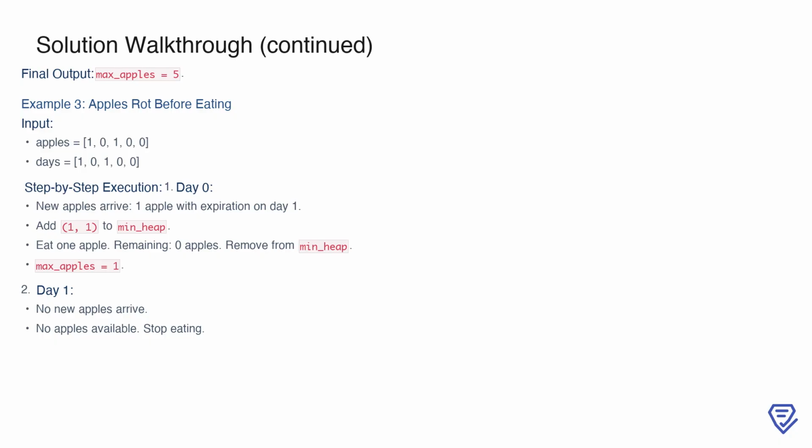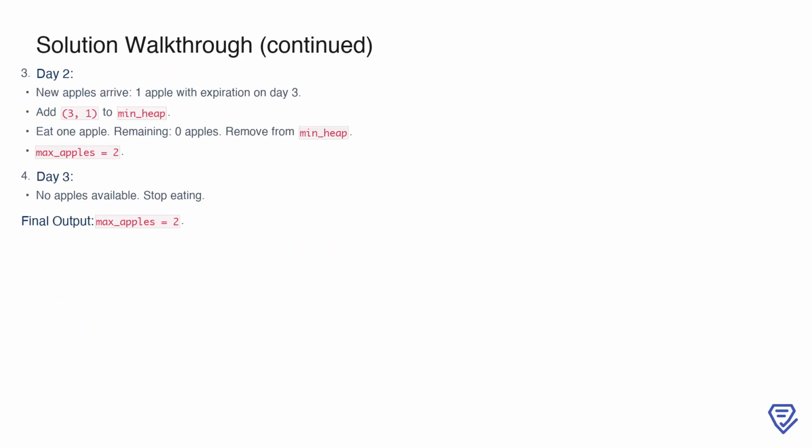On day 1, no apples arrive, and since none are available, no eating occurs. On day 2, 1 new apple arrives with an expiration of day 3. This is added to the heap as (3, 1). After eating, no apples remain in the heap, which becomes empty again. The total apples eaten increases to 2. By day 3, no apples are available to eat, so the process stops. The final count of apples eaten in this example is 2.